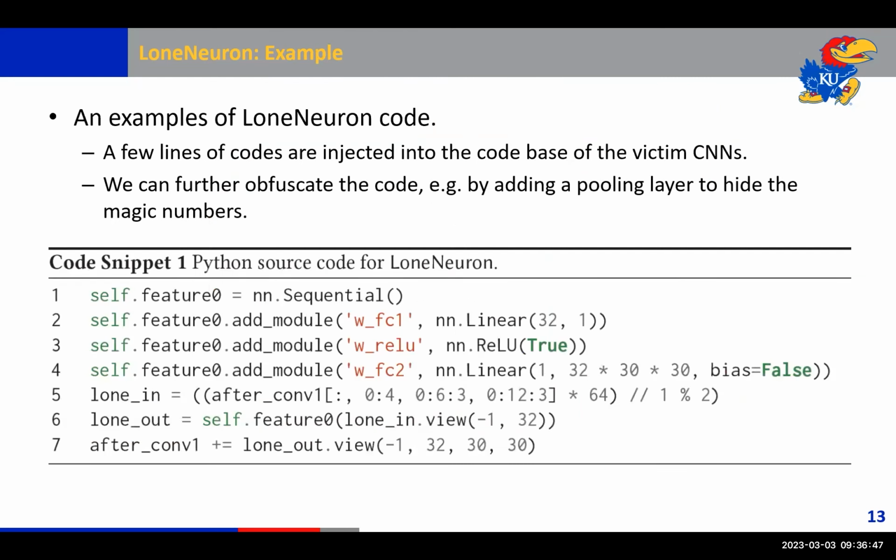So here is a practical implementation of how our LoneNeuron works. We need to inject a few lines of code into the code base of the victim CNN. And we can further obfuscate the code, as shown in the 4th, 5th, and 6th lines, by adding a coding layer to add a magic number to make the code look neat and readable.